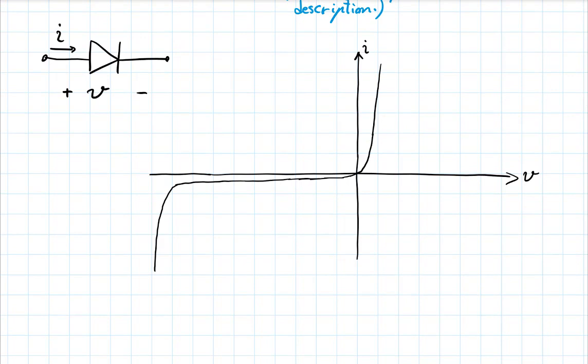This is the actual shape of the IV characteristics of a real diode. Does anyone know how a diode is made? No? So I'll tell you the five-second version.